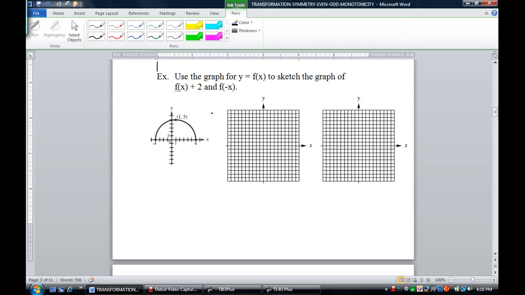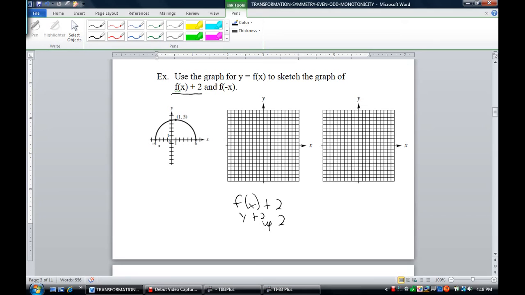We're going to take this graph and we're going to draw two graphs. The first one is we're going to draw f of x plus 2. All you're given is the actual function, or the f of x, the graph of the function. And what this plus 2 means is move it up 2. As f of x is the same as y, it's like taking all the y values and adding 2 to them.